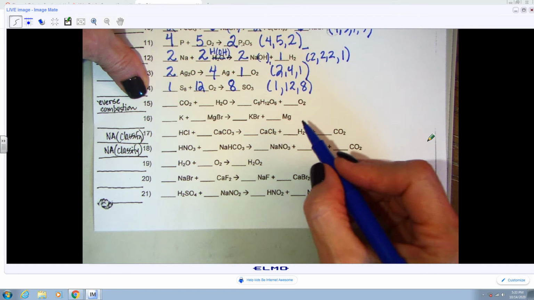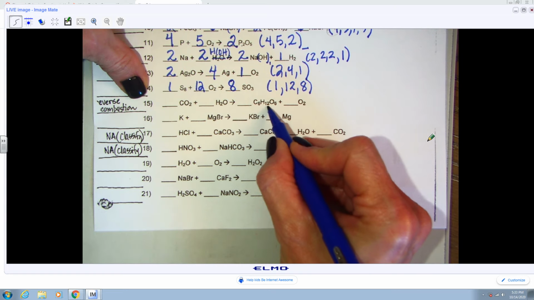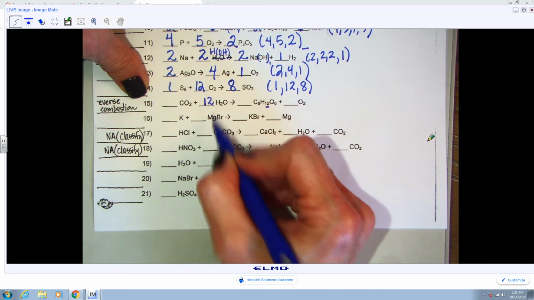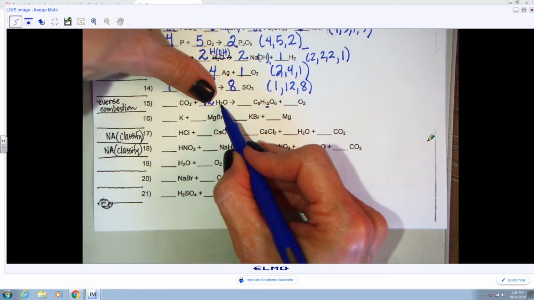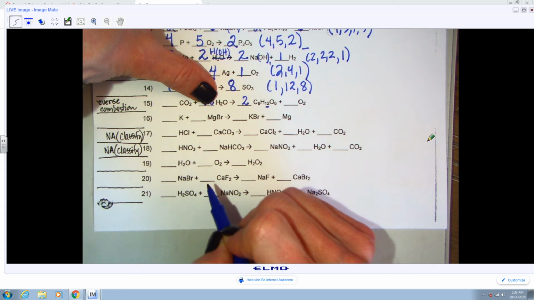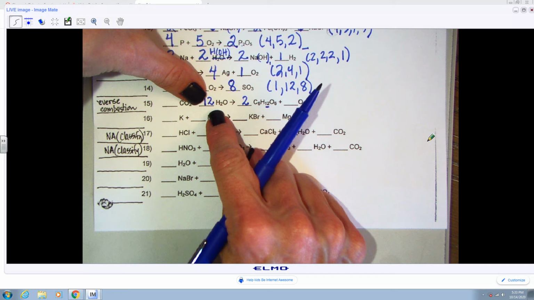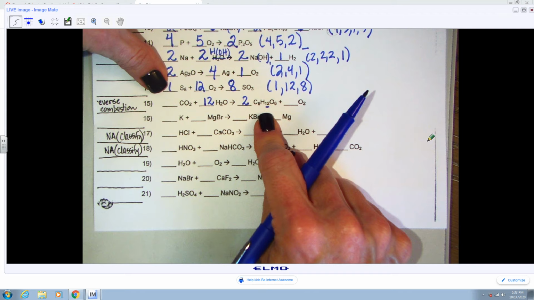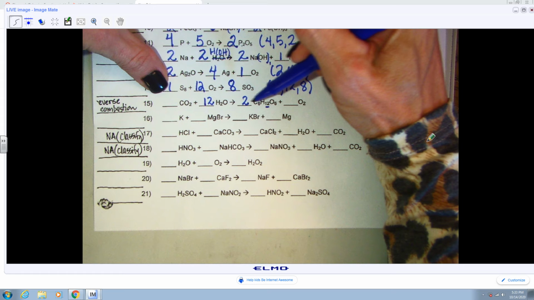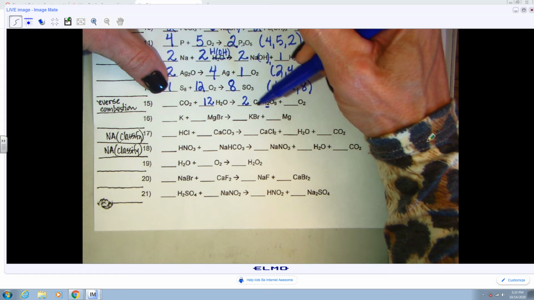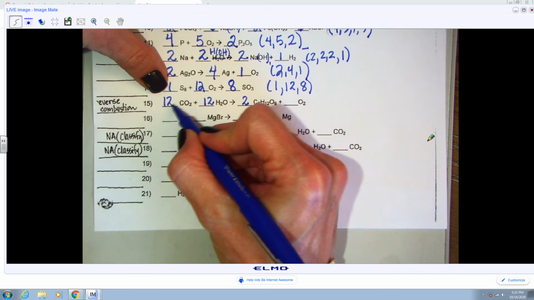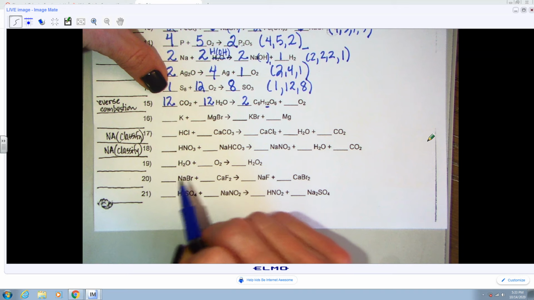So I'm going to start with the hydrogens. So there's a 12 here. So I'm going to put a 12 in front of the compound with hydrogen, which is the water. There's a 2 here. So I'm going to put a 2 in front of the hydrocarbon. So that gave me 24 hydrogens here and 24 hydrogens here. Now, when you do a combustion reaction, you want to do your carbons second. So I have 2 times 6 is 12 carbons. So how can we get 12 carbons here? Well, we have to put a 12. 12 carbons here and now 12 carbons there.